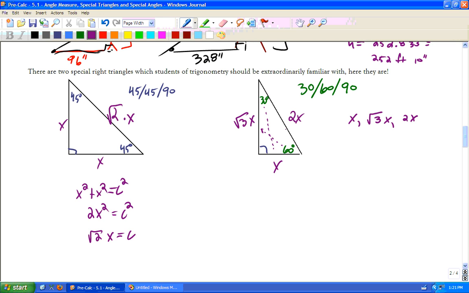So there it is, your 30, 60, 90 and its proportions, your 45, 45, 90 degree triangle and its proportions, and these are things you're going to have to become extraordinarily familiar with if you're going to be successful in trigonometry.